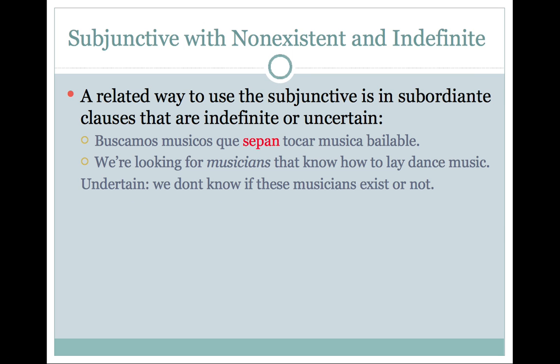Okay, so we used the word buscar to look for. So this first half of the sentence kind of set up the scene of uncertainty. They're not sure, but we're looking for these musicians. Okay, saber is the verb to know how to do something. So they say sepan, and then to play dance music. All right. Questions so far?